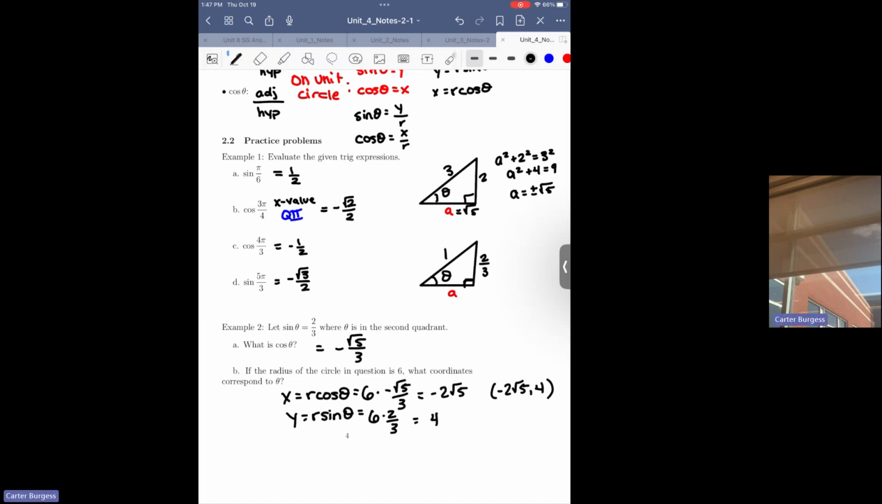Okay, so key takeaways: sine and cosine take in angles. Sine is going to spit out y values that correspond to the unit circle. Cosine is going to spit out x values that correspond to the unit circle. And when we're not on the unit circle, the way we adjust our sine and cosine to be more general is we just multiply by whatever that radius is.